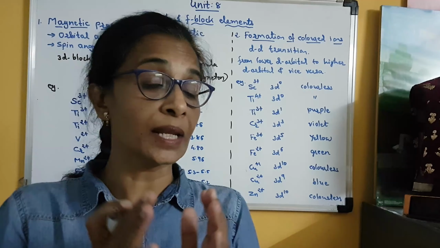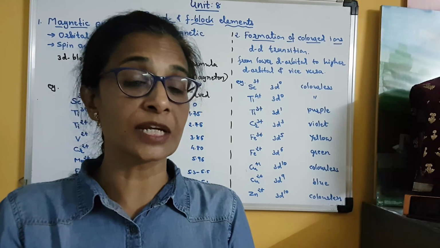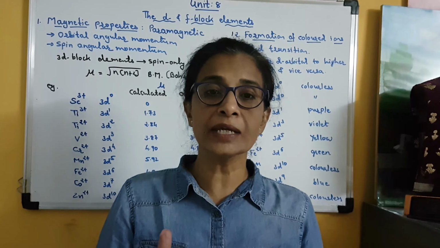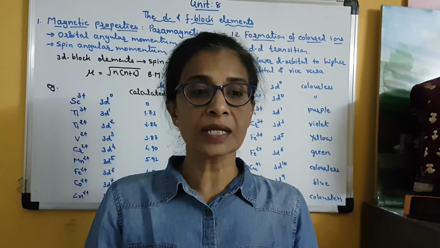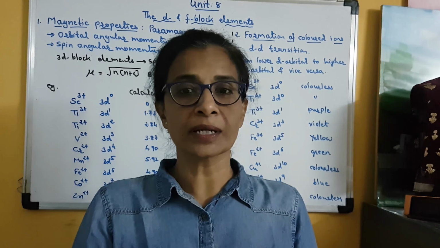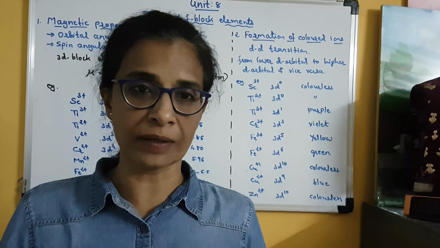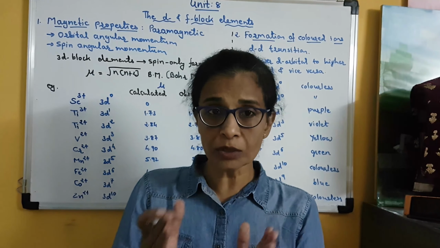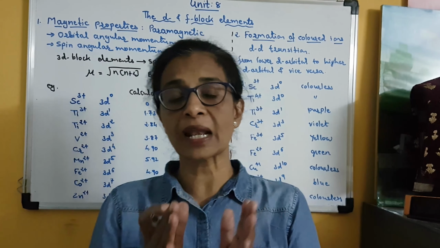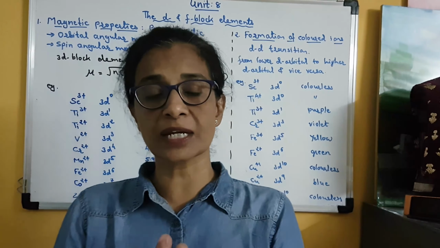So here, just to revise it, D block elements means in them the last electron is present in D orbital. This D orbital can be 3D, 4D, 5D, or 6D. Clear? In the periodic table, from the fourth period onwards, there is a presence of D orbital. And so all those elements which have their last electron present in D orbital belong to D block.